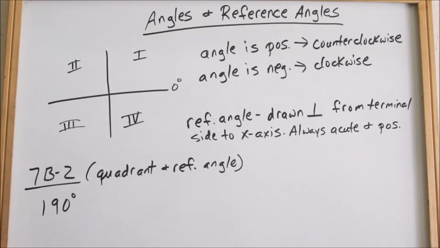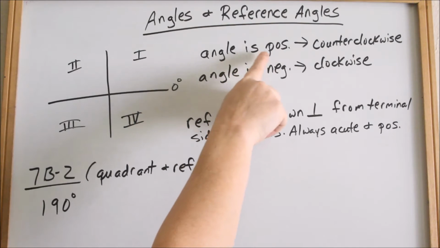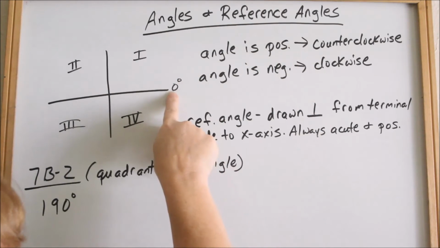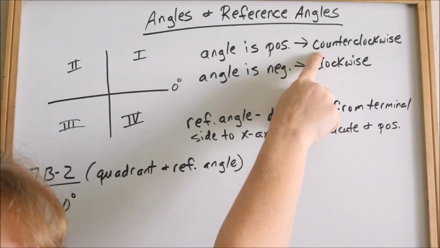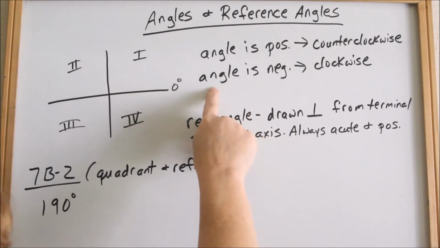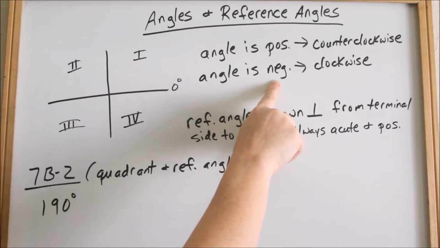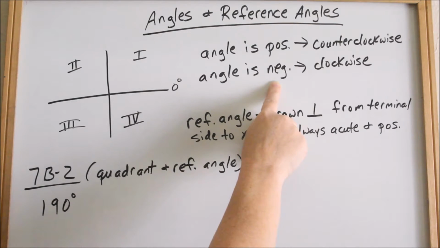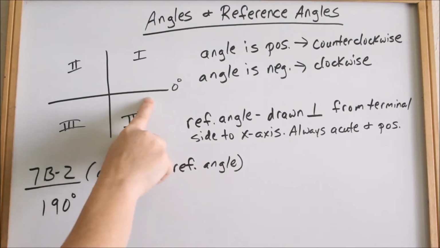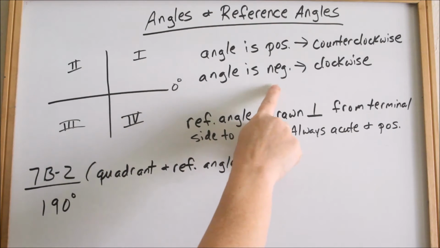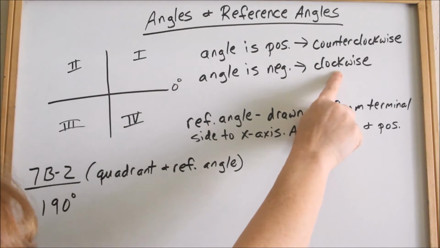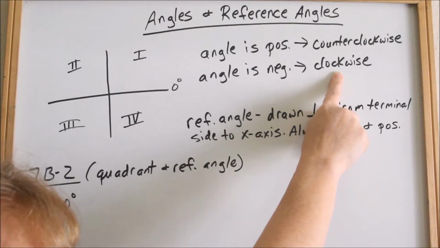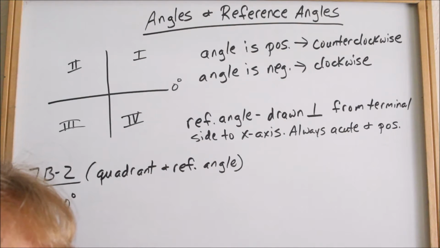Okay, when we are plotting angles on a graph, the one thing you need to know is that when your angle is positive, you will rotate from 0 degrees in a counterclockwise direction. If an angle is negative, it doesn't mean it's below 0. It has to do with the direction you're rotating on a graph to be able to draw it. So if your angle is negative, from 0 degrees, you will go in a clockwise direction. Positive, counterclockwise; negative is clockwise.